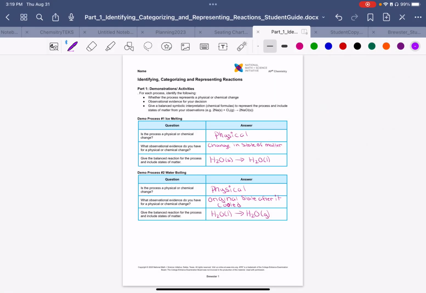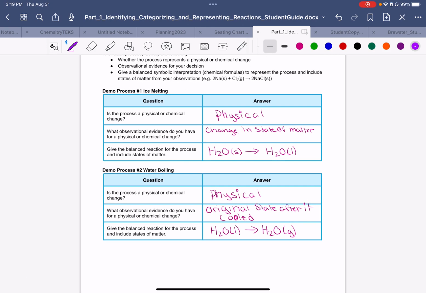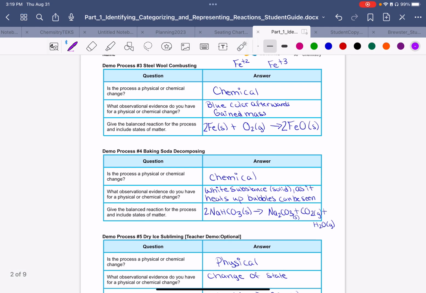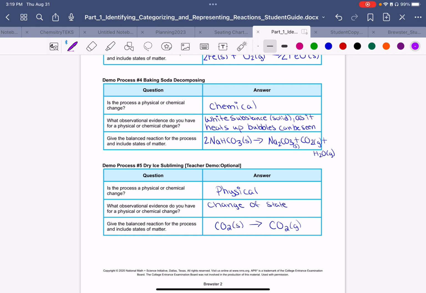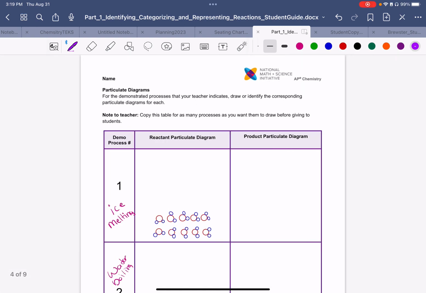Okay, so I'm going to go over a few key things as far as identifying reactions go. We did our demonstrations. We talked about what type of reaction they were. We wrote out equations for them, and you guys did a great job with that. The part that we seem to be struggling with a little bit is the particulate diagrams.